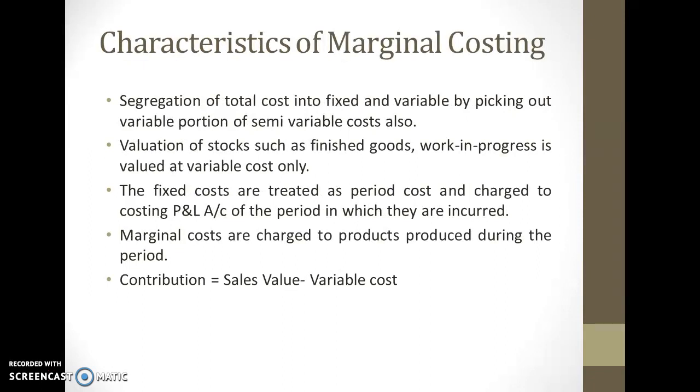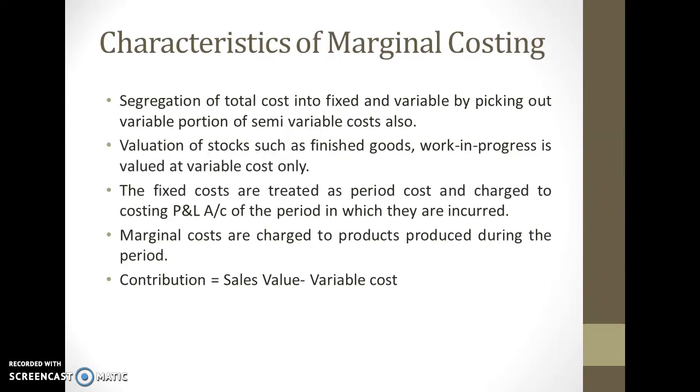Now the characteristics of marginal costing. We segregate the total cost into fixed and variable by picking out the variable portion of semi-variable cost or semi-fixed cost also, and the valuation of stocks. All the stocks, be it finished goods or work in progress, are valued at variable cost only. The fixed costs are treated as period costs.